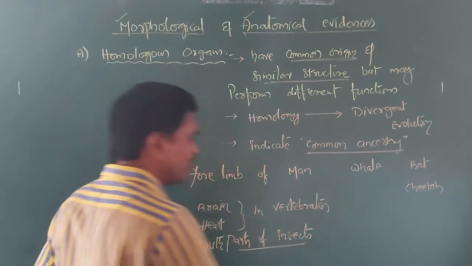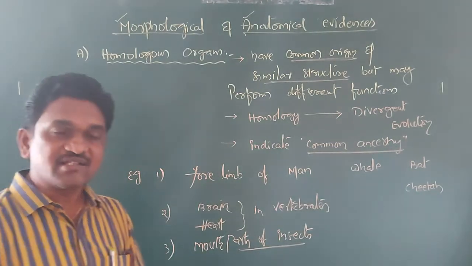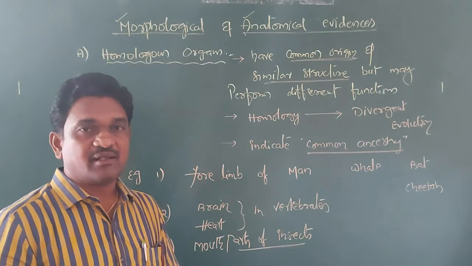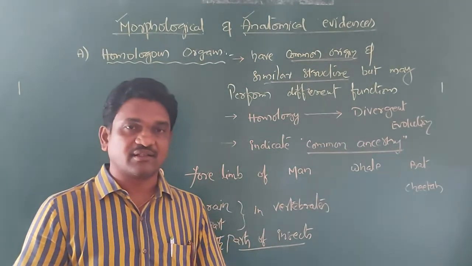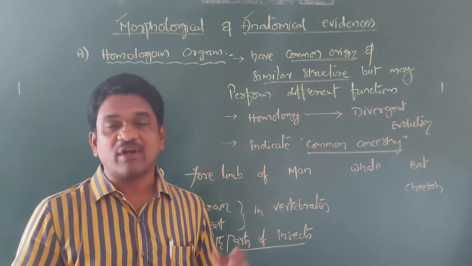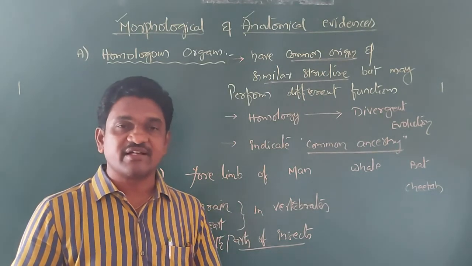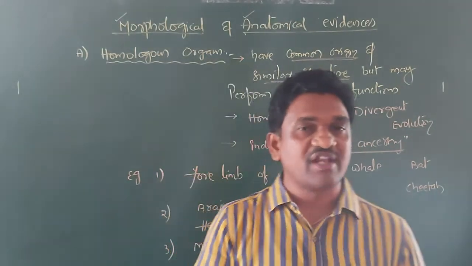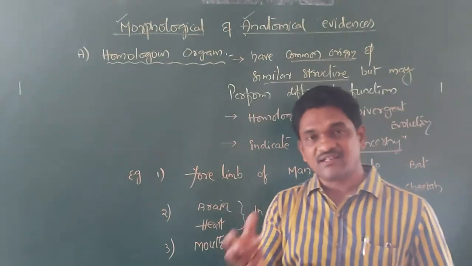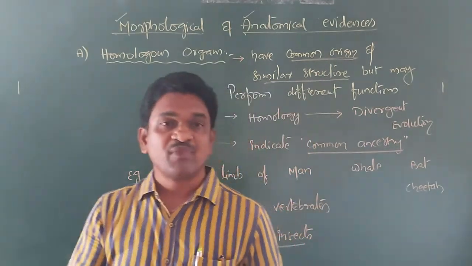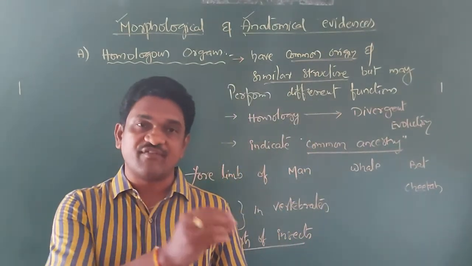Different insects have homologous organs, which are the mouth parts. In various insects, the common structure of mouth parts remains the same. What are the common mouth parts present in all insects? Labrum, nothing but the upper lip, labium, the lower lip, mandibles, and maxillae. These common parts are present in all insects, but these mouth parts perform different functions.